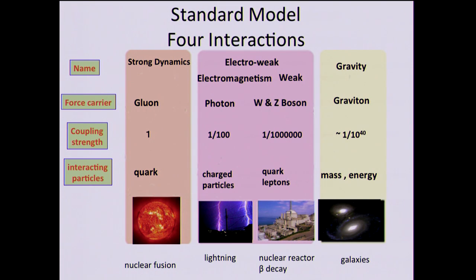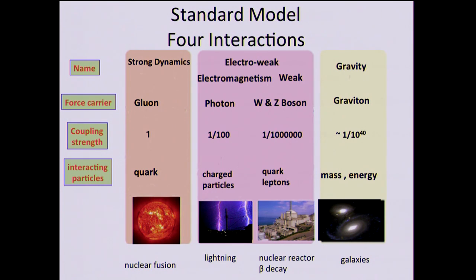And it's actually 6 orders, 1, 2, 3, 4, 5, 6, smaller for weak interactions. And gravity is further 40 digits down the road, so very weak. So usually in particle theory, gravity is not playing a major role.